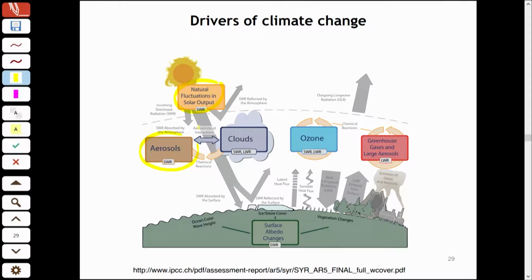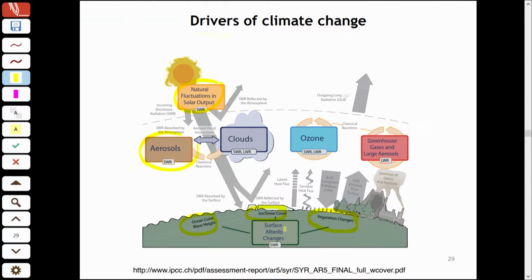We know clouds are formed in many different ways, and then you can have ozone, which is a substantial gas which interferes with this process, and we have heard of ozone fluctuations caused by a number of factors. And then you have the culprits that we are interested in, the greenhouse gases and large aerosols, many of which are contributed to by our human activities. And then you also have vegetation changes on the earth's surface, and ice and snow cover during winter time and summer time, as the cover changes, then you can have changes. Ocean color and wave height are also causes for the surface albedo, that is the amount of radiation that is reflected.